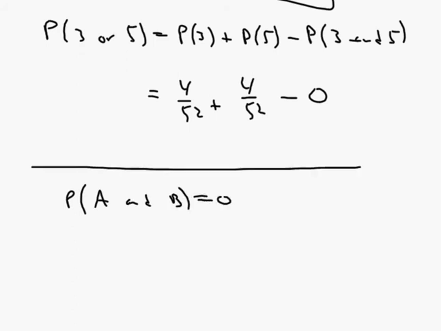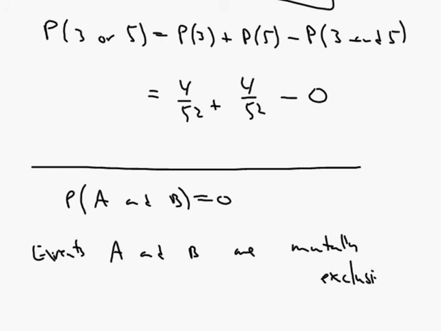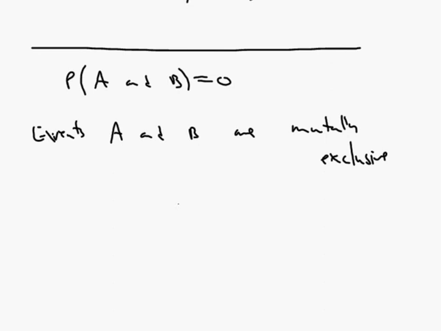Just so you know, when we say that the probability of A and B is equal to 0, we have a term for that. That means the events A and B are mutually exclusive. So that's one way to say it. Instead of writing mutually exclusive, you can also use the word disjoint. Okay, so disjoint is a synonym for mutually exclusive.